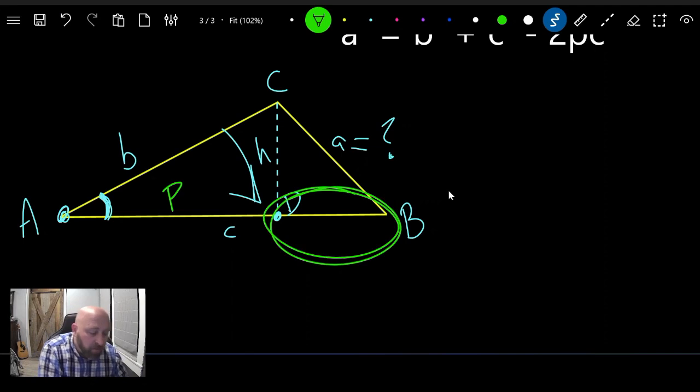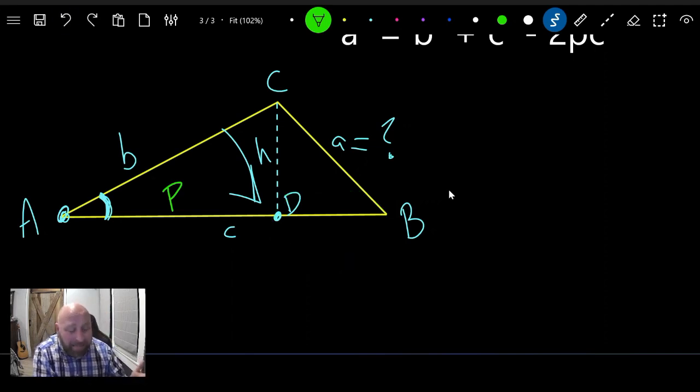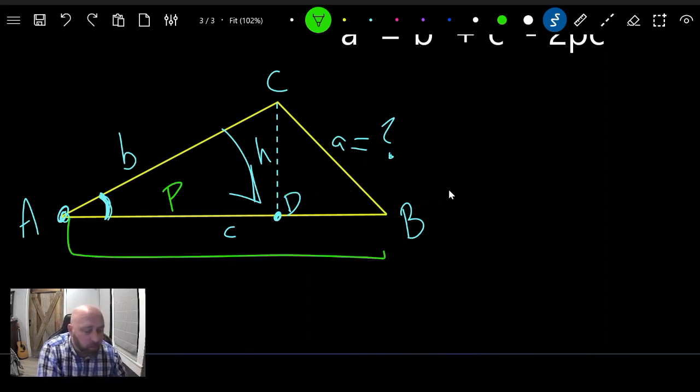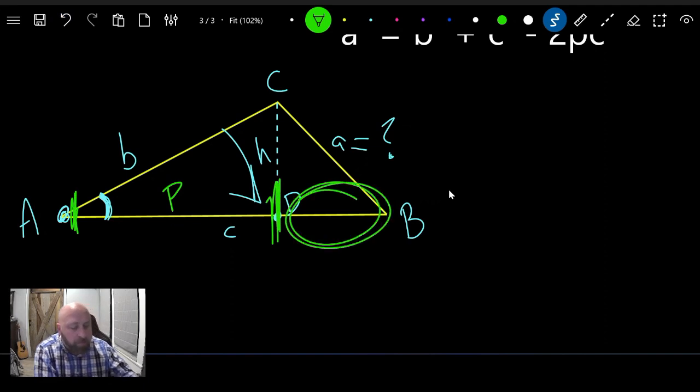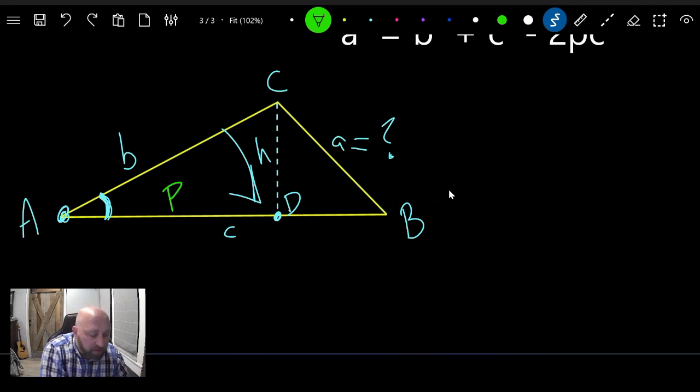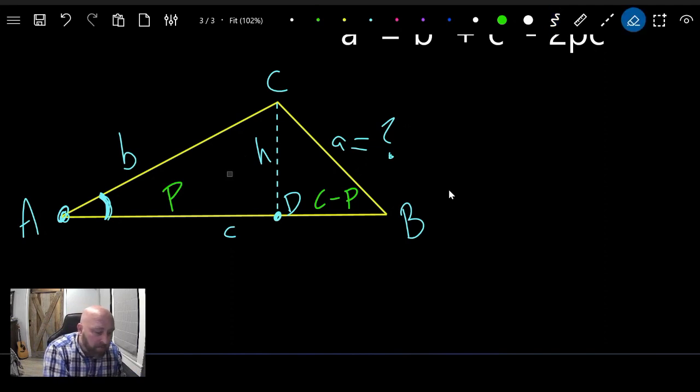What BD is, is this whole side C, right, minus the projection. Why? Because the projection is from here to here, and so this is the remaining part once we subtract out our projection. So this is going to be C minus P right here. This little piece, dB, is going to equal C minus P. All right? So now we really have everything labeled up. We've got everything now that we need.